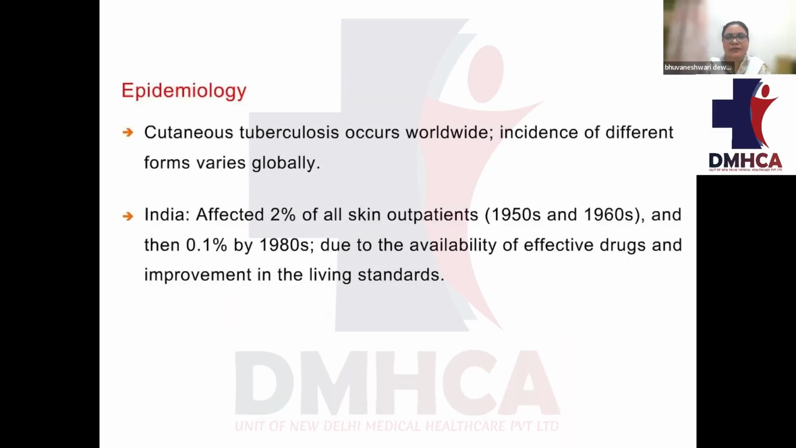Today's topic is cutaneous tuberculosis. The epidemiology is it occurs worldwide and the incidence of different forms varies globally. Around 30 types of Mycobacterium are there. In India, around 2% of all OPD patients in the 1950s and 1960s were of tuberculosis, but in 1980 it reduced to 0.1% due to the availability of effective drugs and improvement in the living standards.